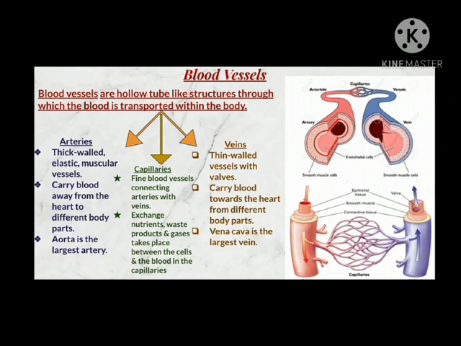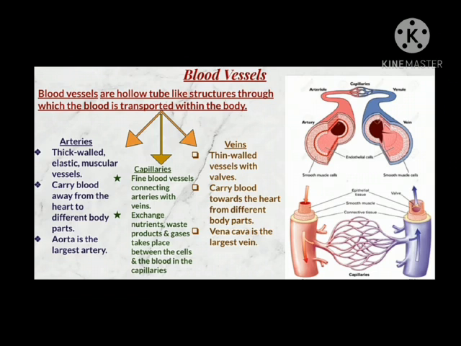Let's recall all three types of blood vessels. What are blood vessels? These are hollow tube-like structures through which the blood is transported within the body. Now, first type of blood vessel is your arteries. They are thick-walled, elastic, muscular vessels, and arteries carry blood away from the heart to different body parts. And the aorta is the largest artery. And arteries always carry oxygenated blood. That's why they are shown with red color.